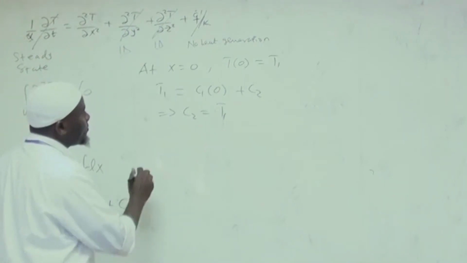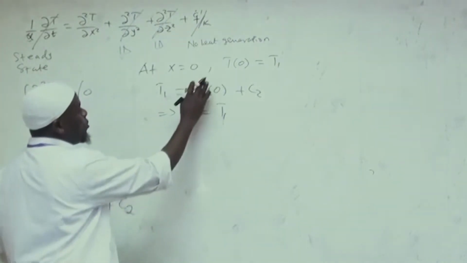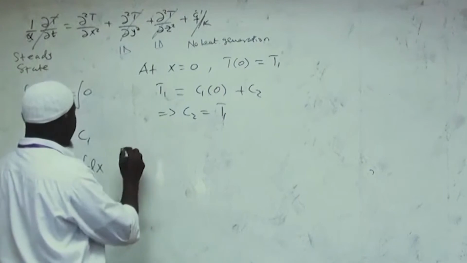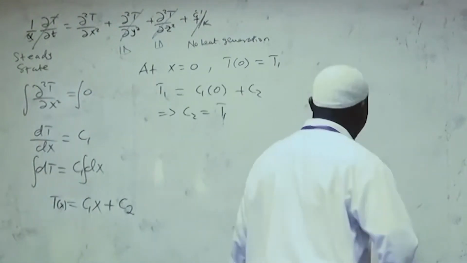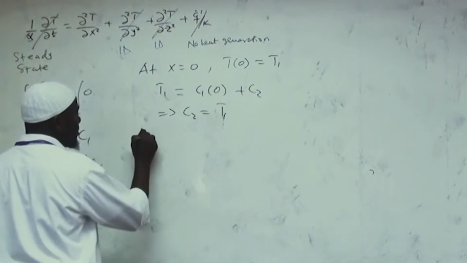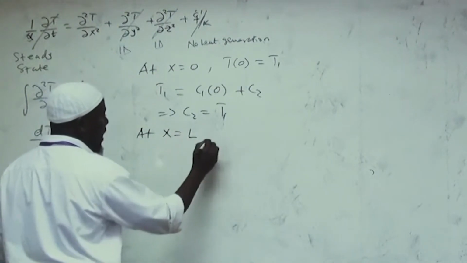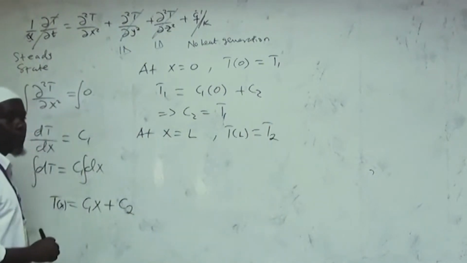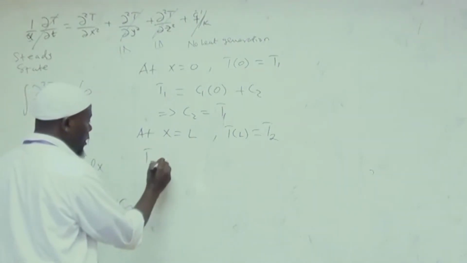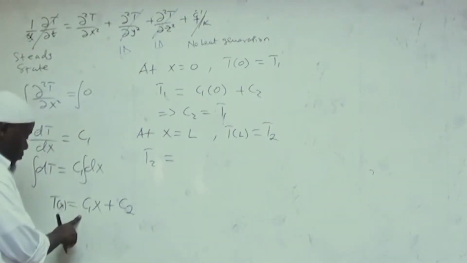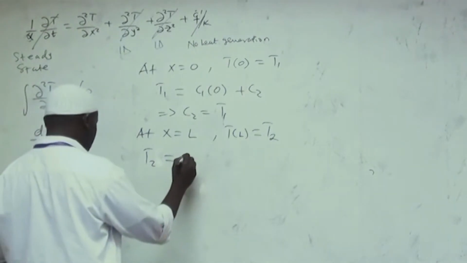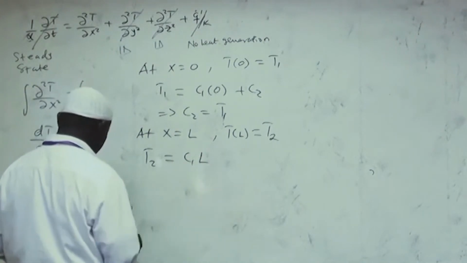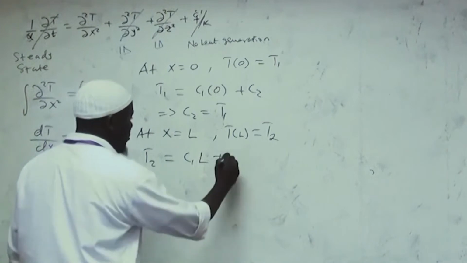And similarly, we want to find C1. Okay, so then at x equals L, at x equals L implies T(L) equals T2. So I have T2 equals, substituting into this equation, C1 times L, plus C2.